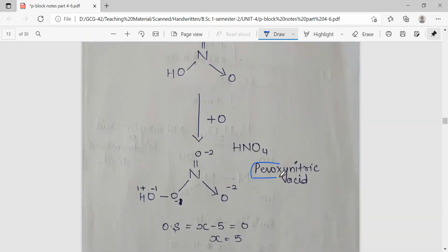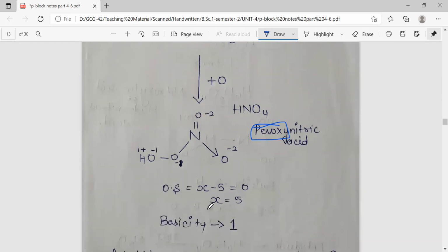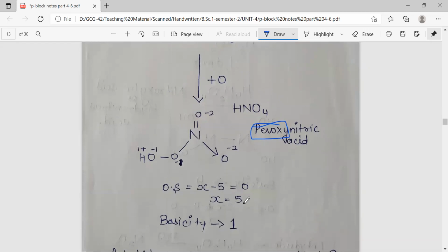As the name indicates, there is a peroxide linkage in it. So one of the oxygens is going to adjust here to have the peroxide linkage. The rest of the formula is the same, the rest of the structure is the same. So from here nitrogen comes out to be in the +5 oxidation state.